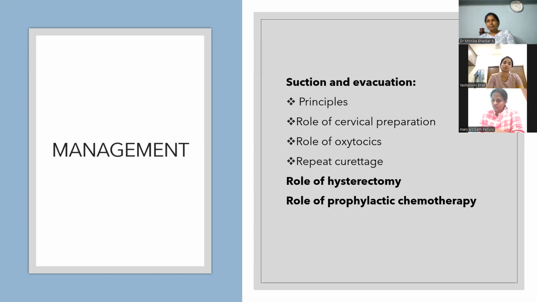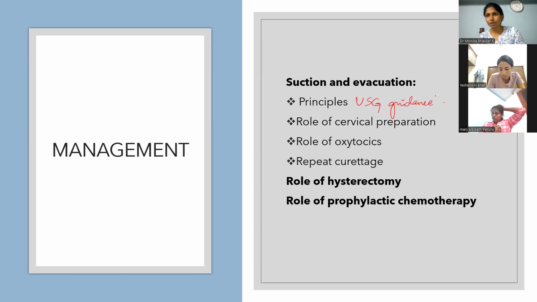What are the principles of suction evacuation? There is a GTG guideline on molar pregnancy. This GTG has told that there are some principles of suction evacuation. It is usually to be done under ultrasound guidance. So always the evacuation should be done under USG guidance.